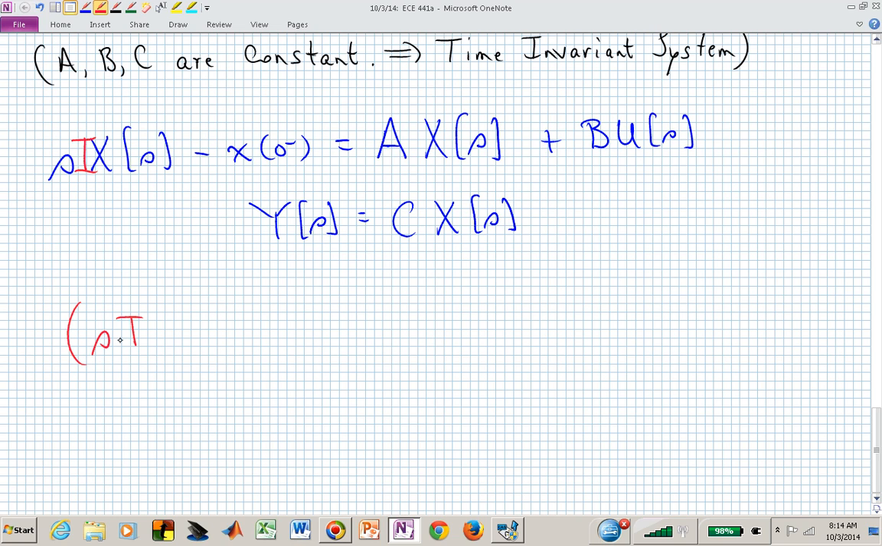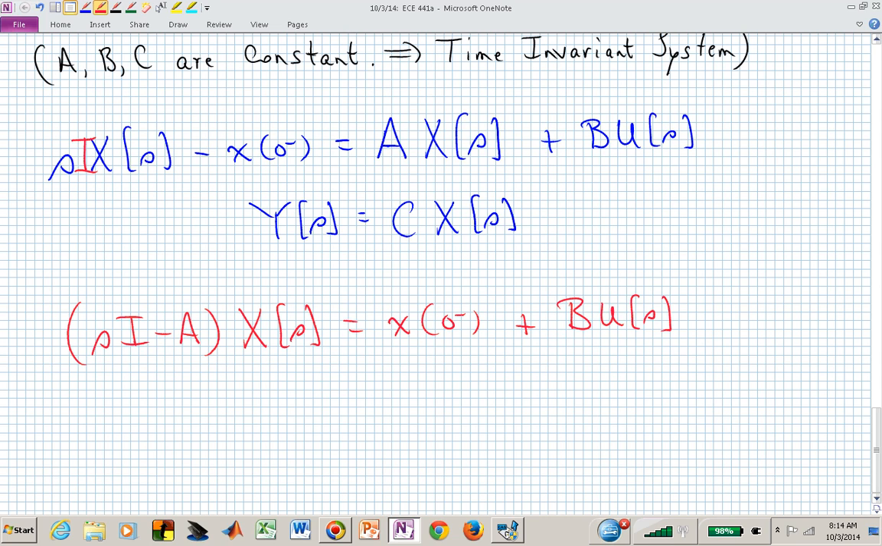On the left, we now have sI minus A, and we can factor out the Laplace transformed state variable on the right. Let's go ahead and move that initial condition vector to the right-hand side of the equality. And now we're in pretty good shape.